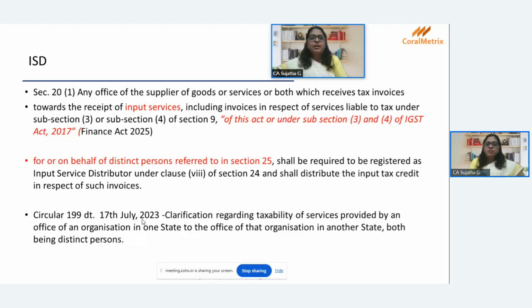That being the case, it is necessary for the head office to take input service distributor registration and then distribute the credits, commonly handled in the back office work. Whatever is done by the employees, the cost is shared commonly; audit fees are shared commonly for all units. So these are the costs which need to be allocated in proportion to their turnover or any other mechanism. So this is what input service distributor is all about.